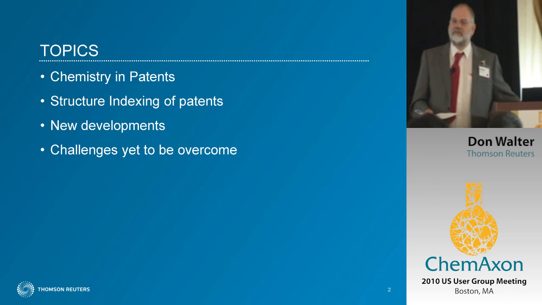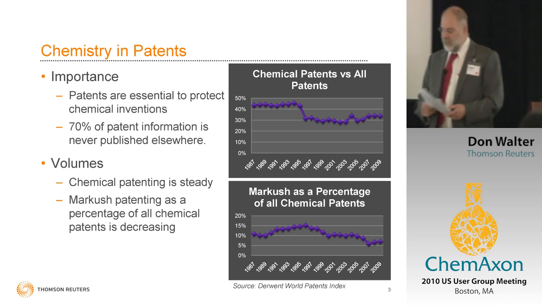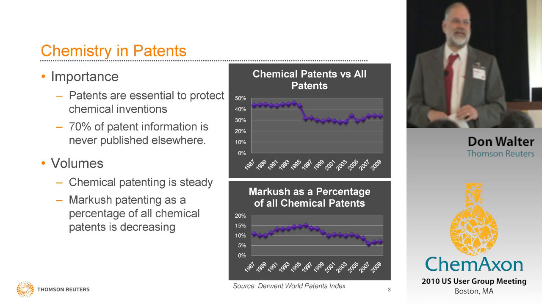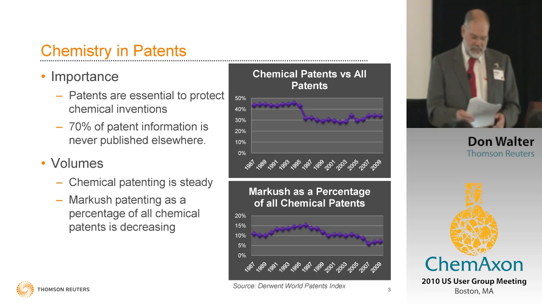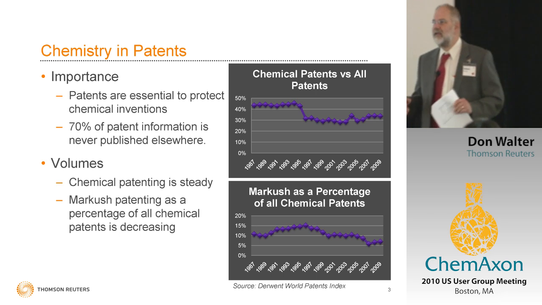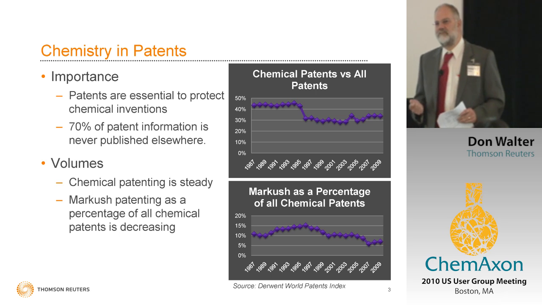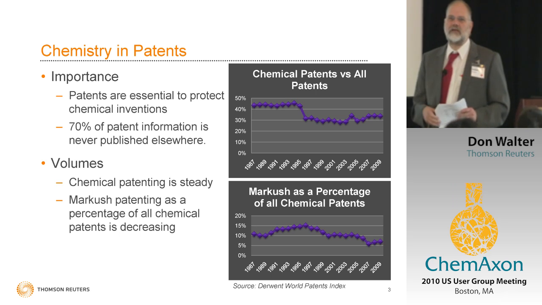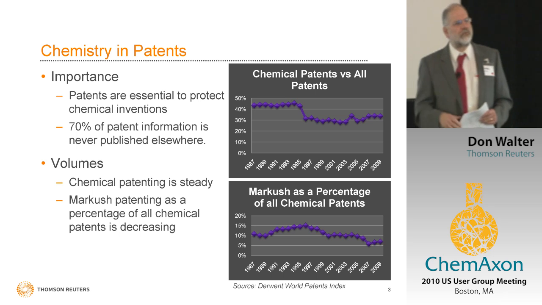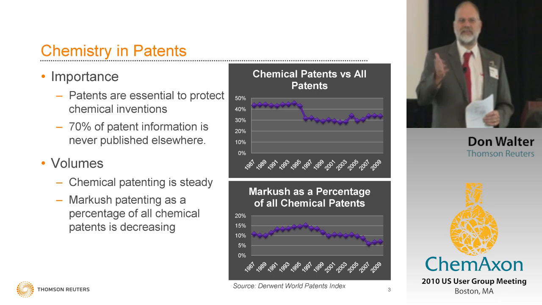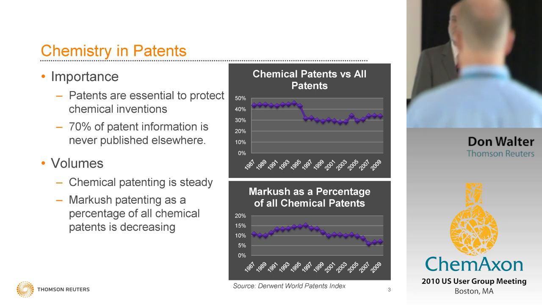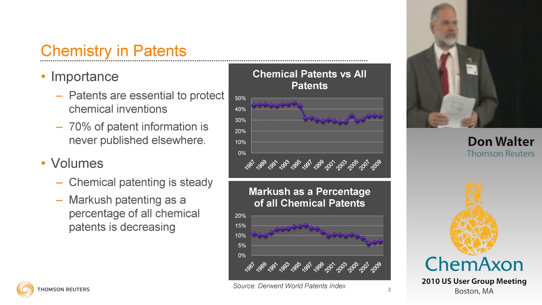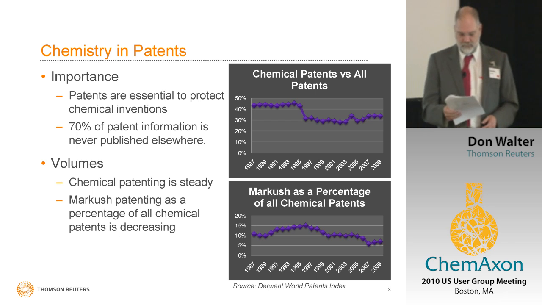Nevertheless, patents are very important. They are essential to protecting chemical inventions. No drug is going to get on the market unless it can be patented. And there's a huge amount of information in patents that's just not available anywhere else. We have the figure here, 70%. I've seen other figures, but they all tend to cluster between 2/3 and 3/4 of the information in patents that is just not available anywhere, and you ignore patents at your peril.